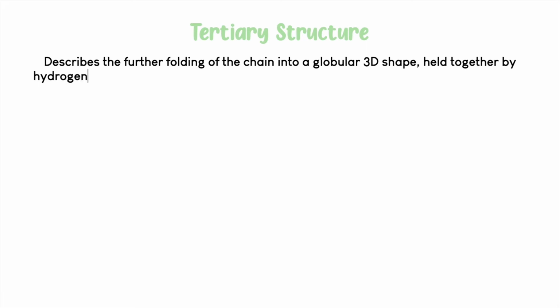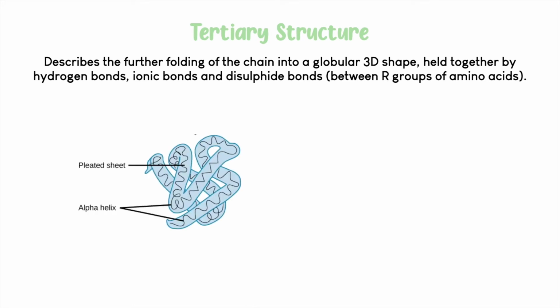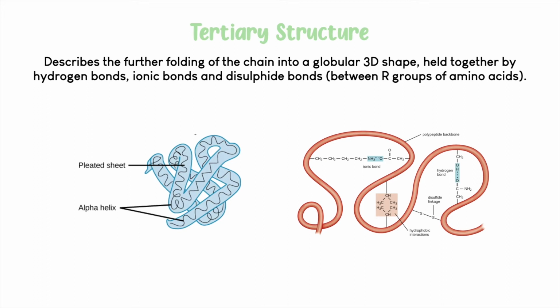The tertiary structure describes the further folding of the chain into a globular 3D shape. It is held together by hydrogen bonds, ionic bonds, and disulfide bonds. These occur between the R groups of amino acids. This is an example of what it can look like. In the second diagram, you can see the bonding.